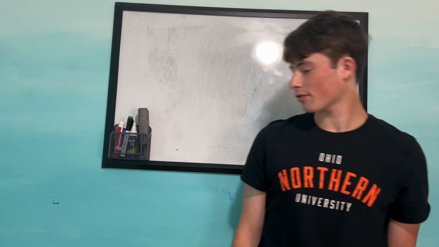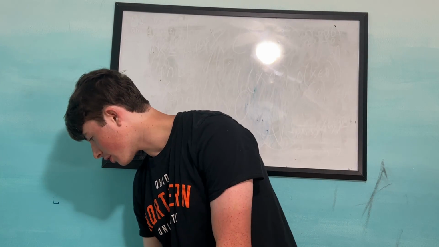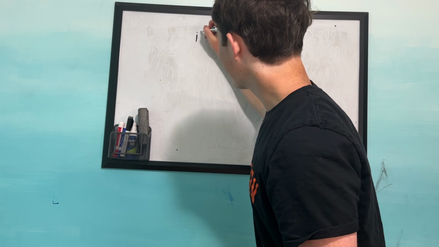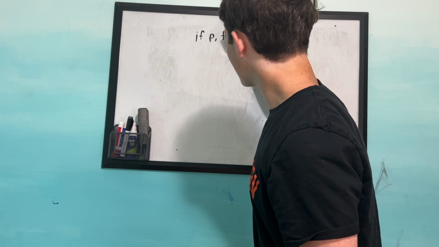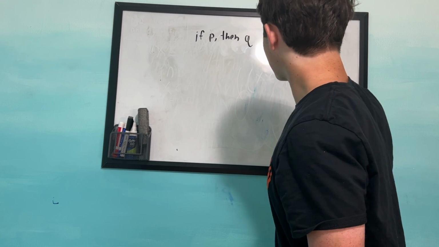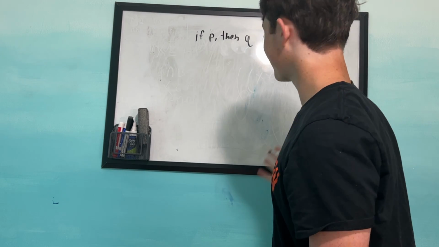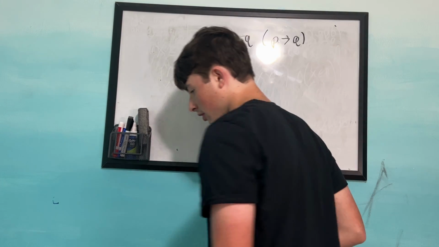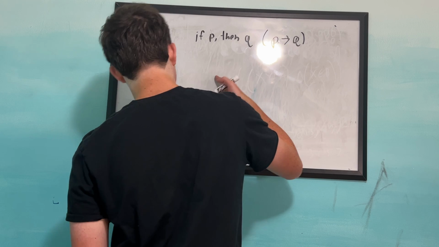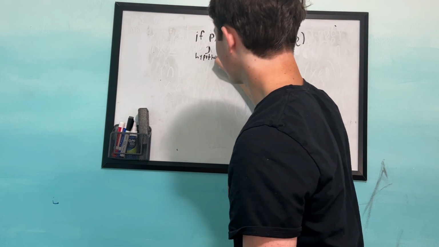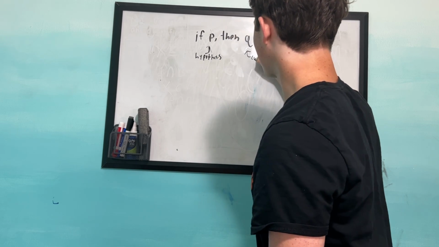Alright, these are the notes for Unit 4 of Chapter 1, conditional statements and their converses. A conditional statement is anything that follows the form if P, then Q, or the shorthand P with a little arrow pointing towards Q. In this conditional statement, we have P, the hypothesis, and Q, the conclusion.